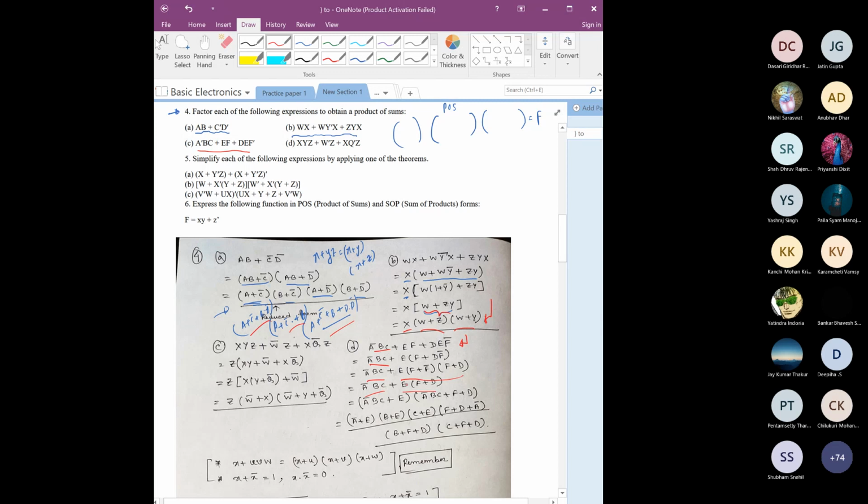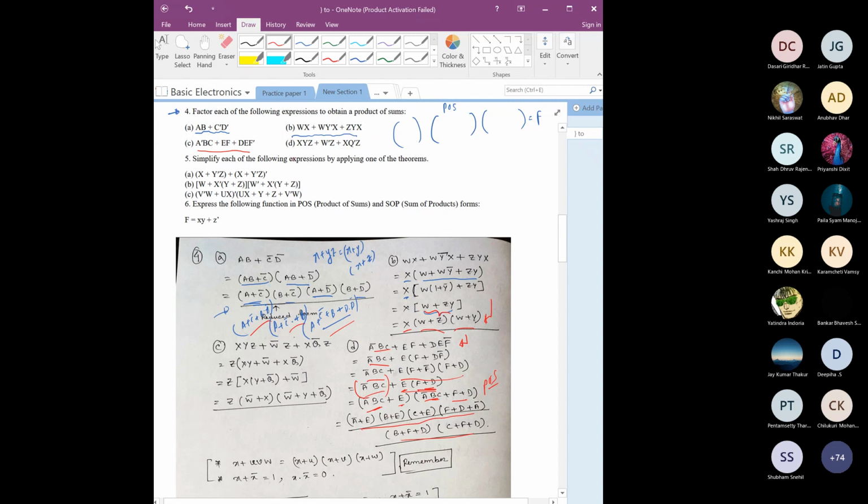Now again, this thing can be split in this way. This is the total x, and this is y, this is z. If you consider that, then it is x plus y into x plus z, right? So that way we can get this function, which is in this POS form.